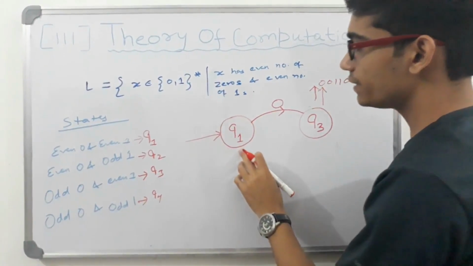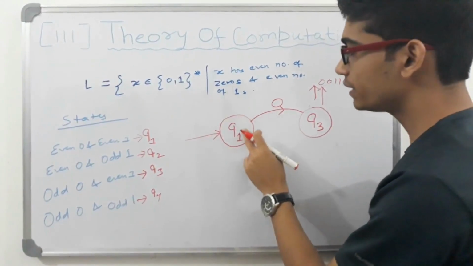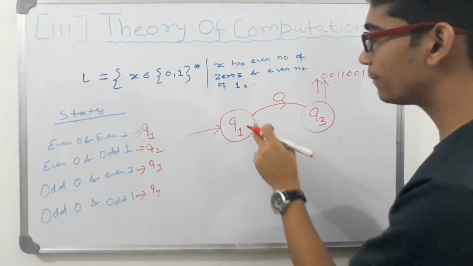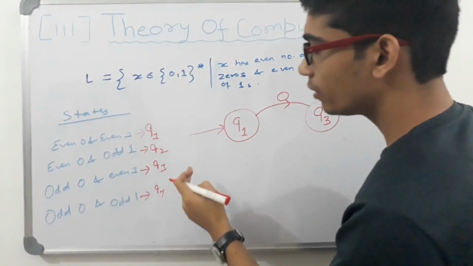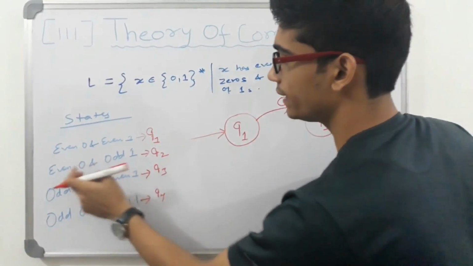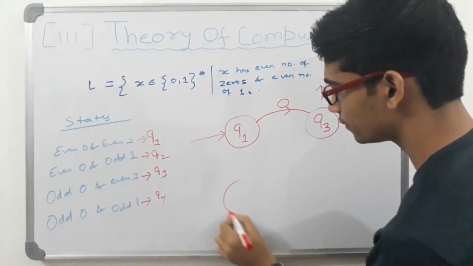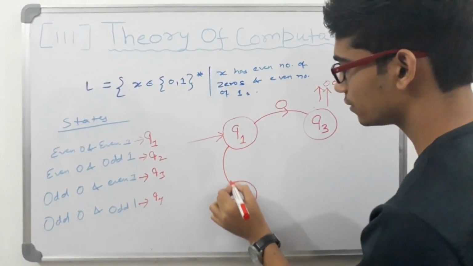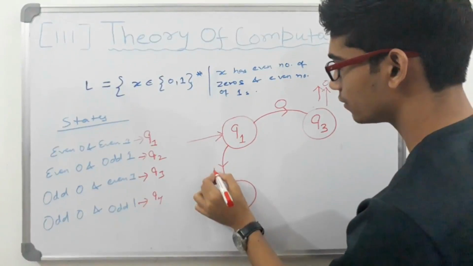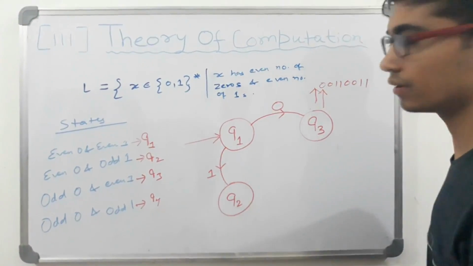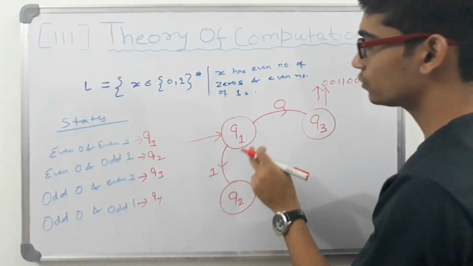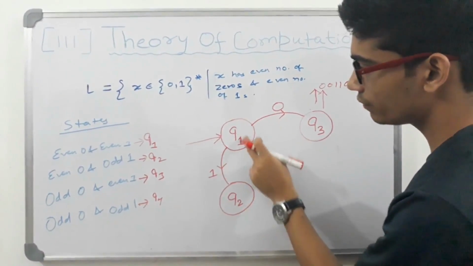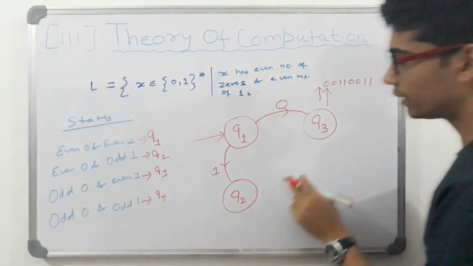Now what if you see 1 here? If you encounter a 1, suppose we would have encountered a 1 at this state, where would we have gone? We would have gone to odd number of 1s and even number of 0s, odd 1 and even 0. So let me draw q2 here. Okay, I have seen a 1, I'll go here. Okay, good. So I have completed this state: for 0 what will be the transition, for 1 what will be the transition. Now let us see what happens at q2.